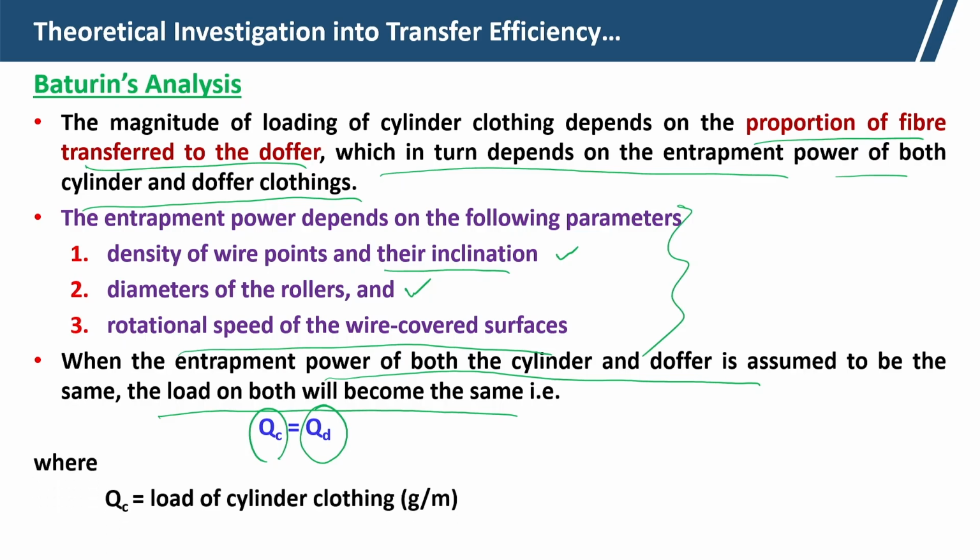where QC is the load on cylinder clothing per meter, per unit length, and QD is the load on doffer per meter, gram per meter. It is nothing but the linear density of the web, the cylinder load.